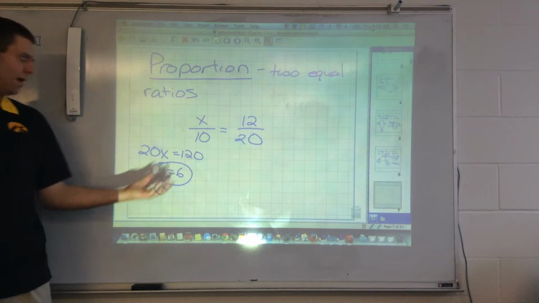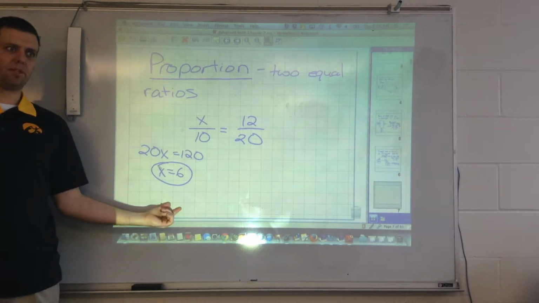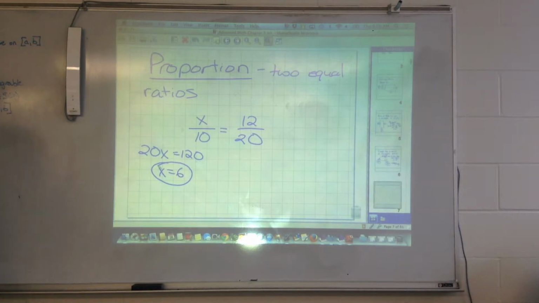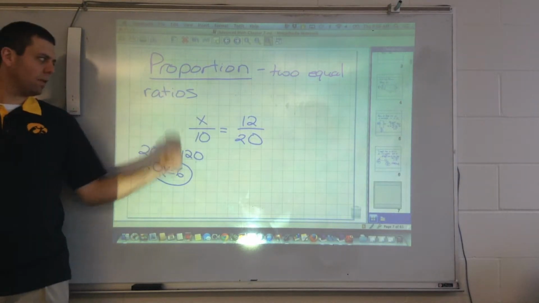But absolutely, for some people, why go to this mess when you can just tell that's going to be equal, or you're using a little bit of math and logic behind it? That's great. There's nothing wrong with that whatsoever. That's good. There's nothing wrong with using cross products. That works every time. So, just make sure you understand that they would be equal proportions.